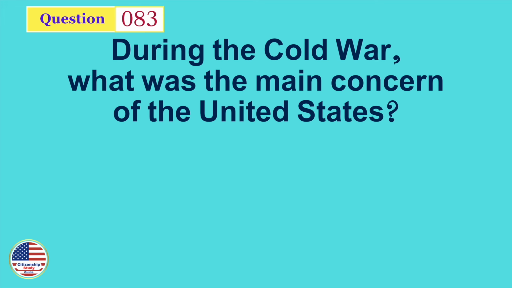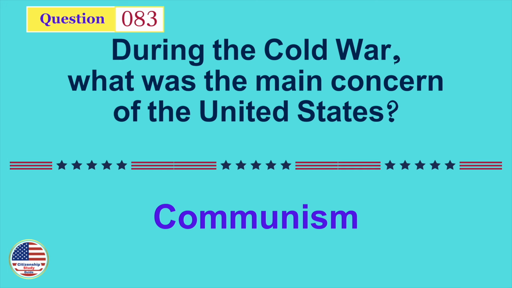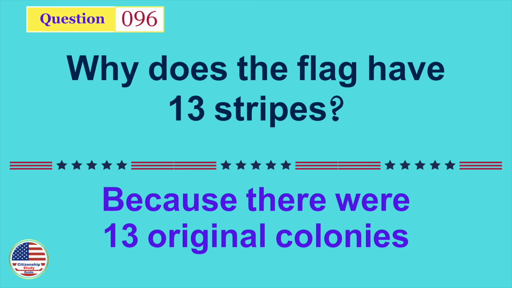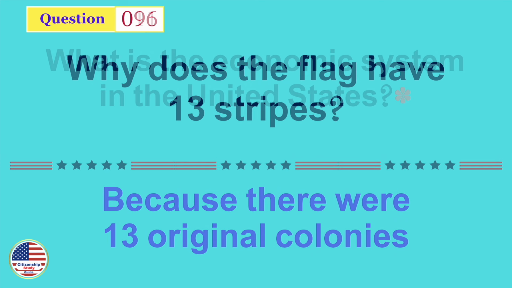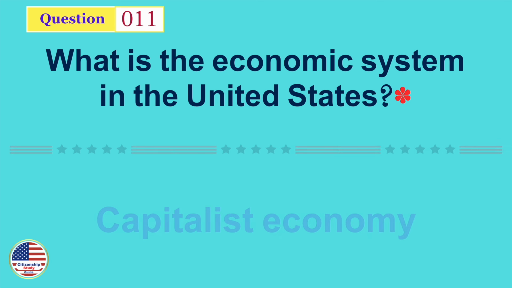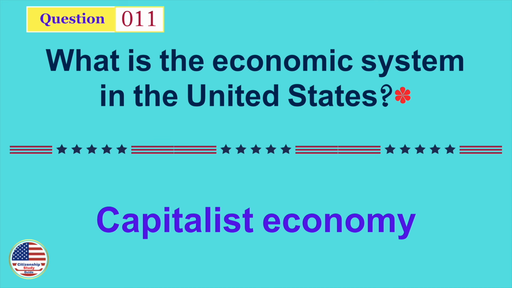During the Cold War, what was the main concern of the United States? Communism. Why does the flag have 13 stripes? Because there were 13 original colonies. What is the economic system in the United States? Market economy.